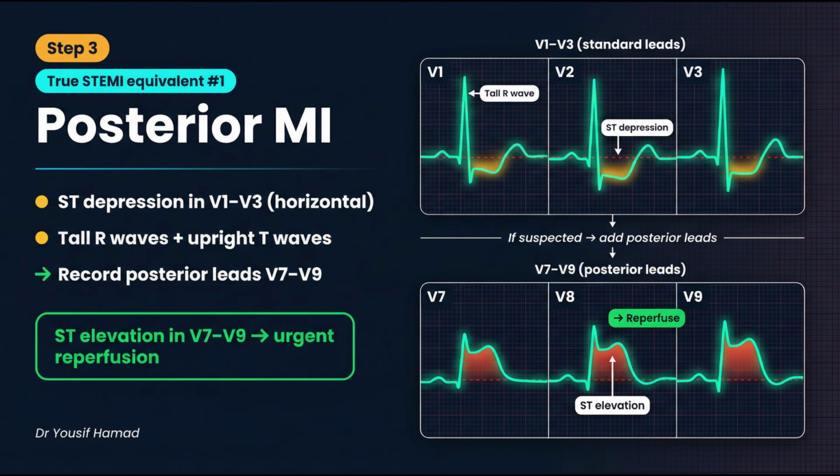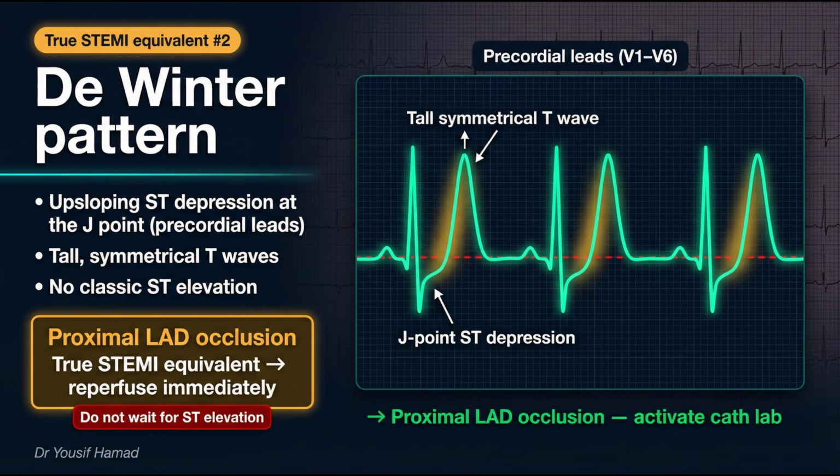First, posterior myocardial infarction. ST depression in leads V1 to V3, particularly horizontal depression, may represent posterior infarction rather than subendocardial ischemia. Additional features include tall R waves and upright T waves in these leads. In suspected cases, posterior leads V7 to V9 should be recorded. ST elevation in these leads supports posterior myocardial infarction and indicates the need for urgent reperfusion.